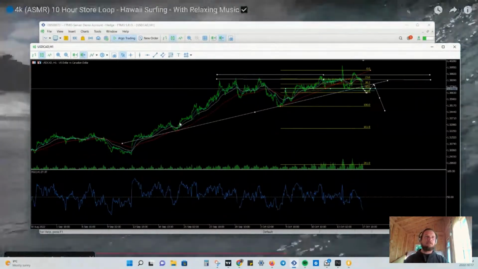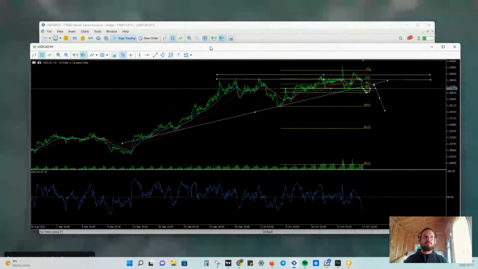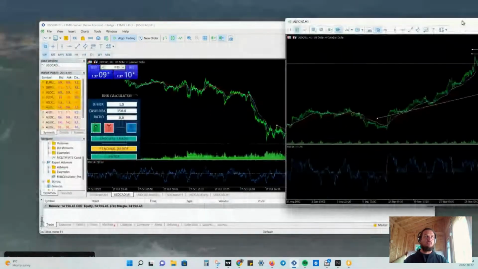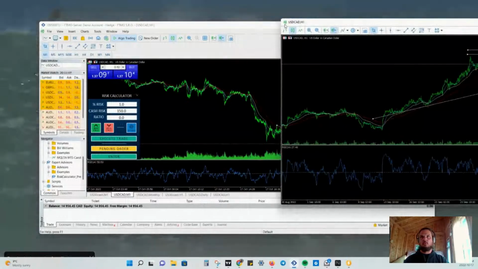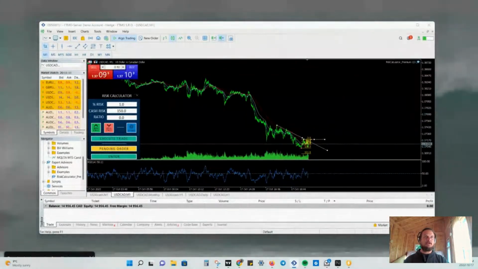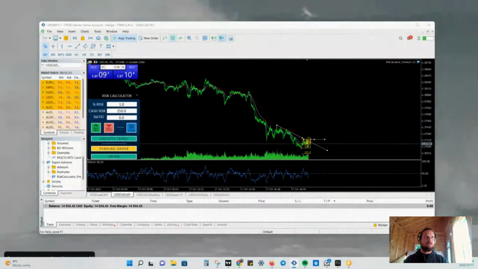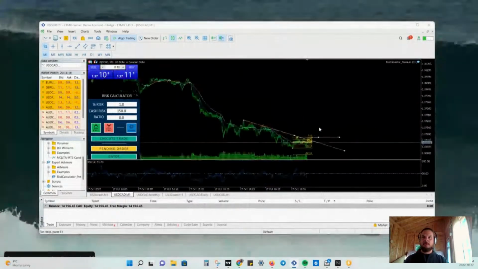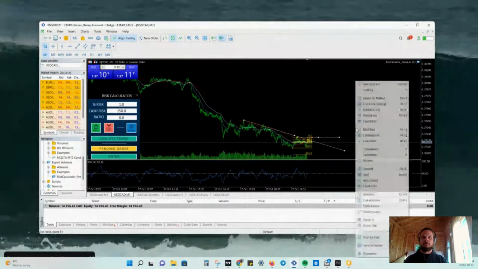So let's take a look. It's nice to have multiple screens. Now, on the minute, this is where I'm trading. Let's clean it up.